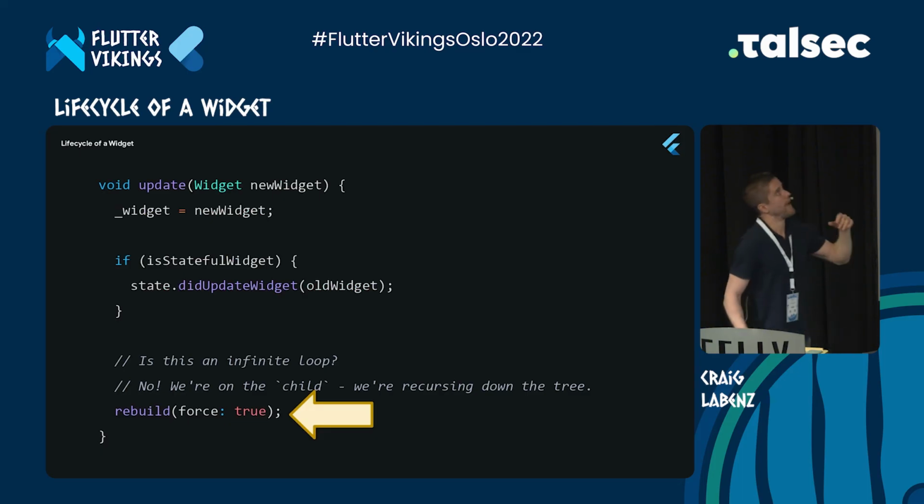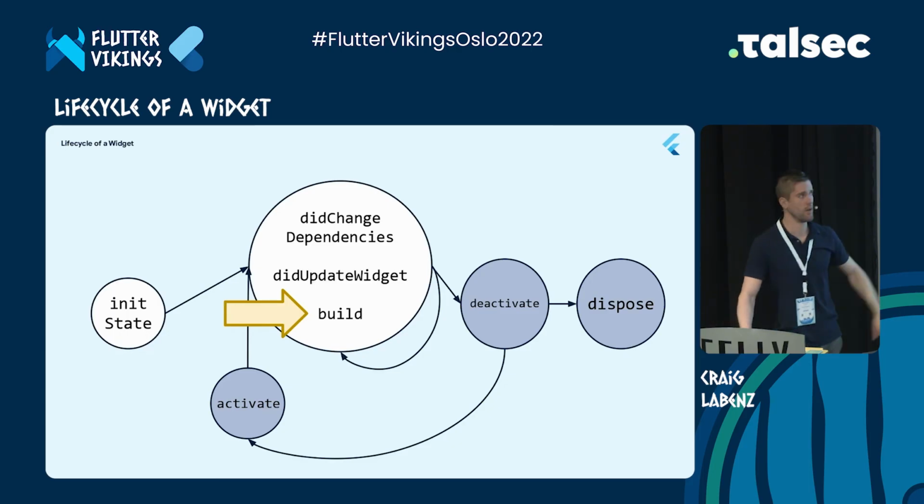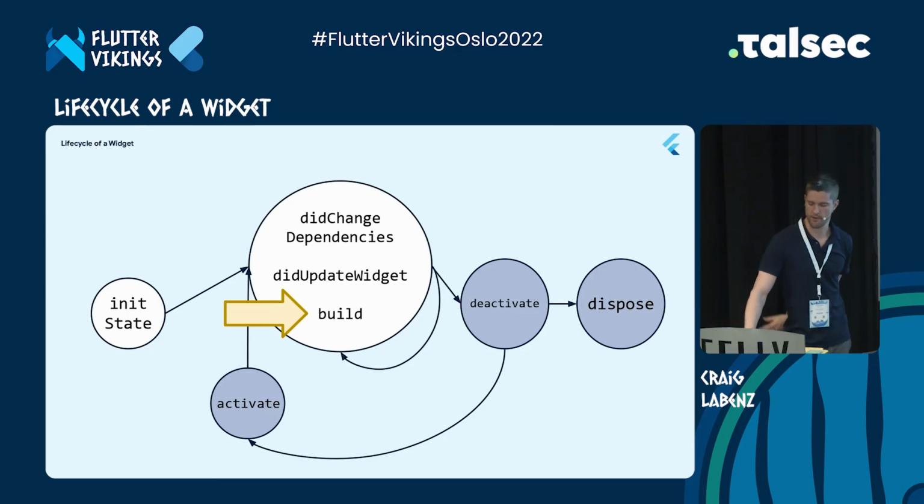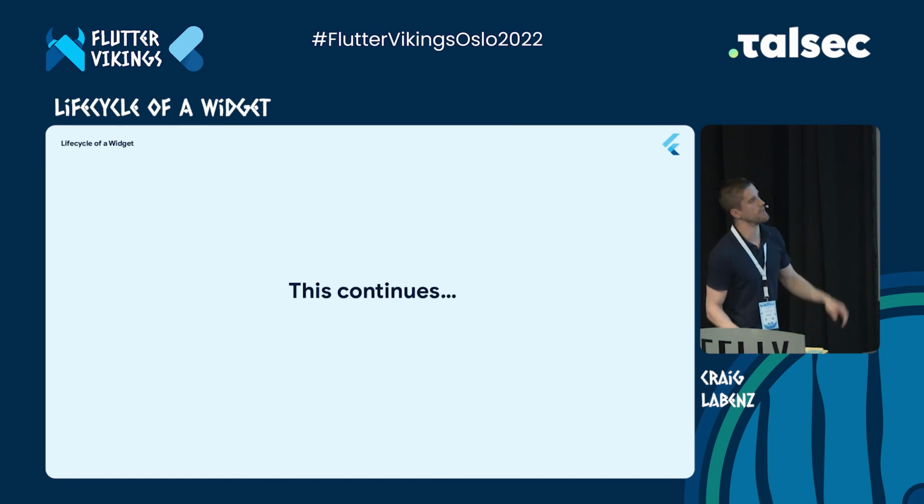So then we're back in that update method, and after it calls did update widget, it calls rebuild, and that starts to work its way down the tree. And then we're back in the build method, but talking about our descendants. So this continues all the way until all the dirty elements have been rebuilt, but nothing has been rendered yet.